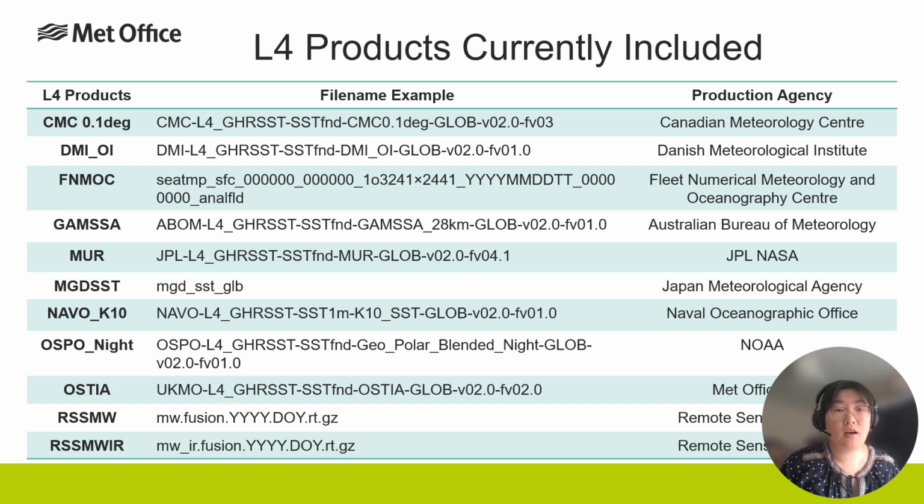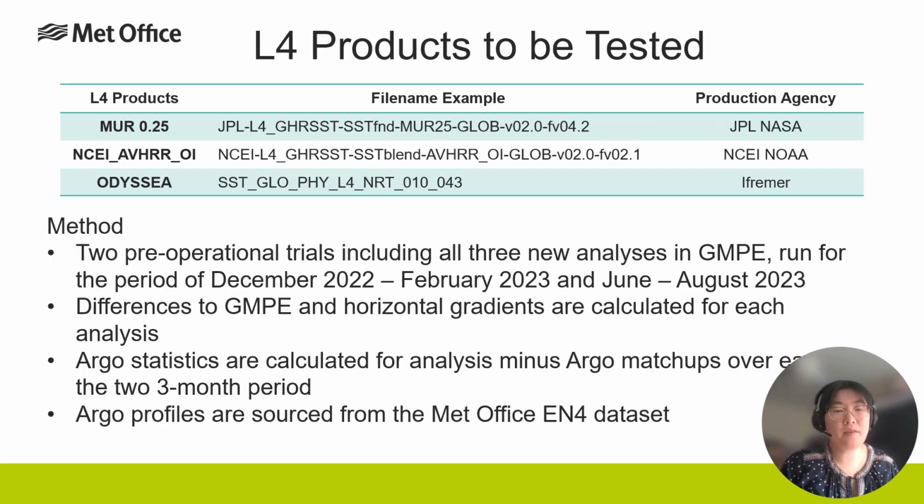At the moment, GMPE uses 11 L4 products, most of which are GHRSST formats, but not all of them. Here is a list of the products if you're interested in what they are. In this presentation, I'll be focusing on the impact of potentially adding 3 new analyses in GMPE.